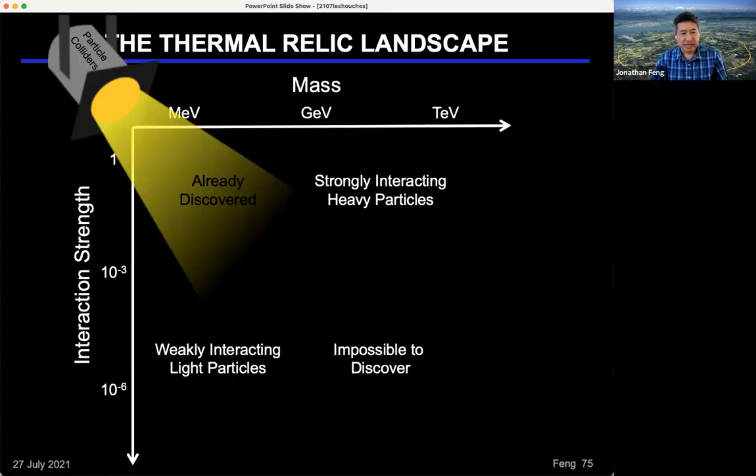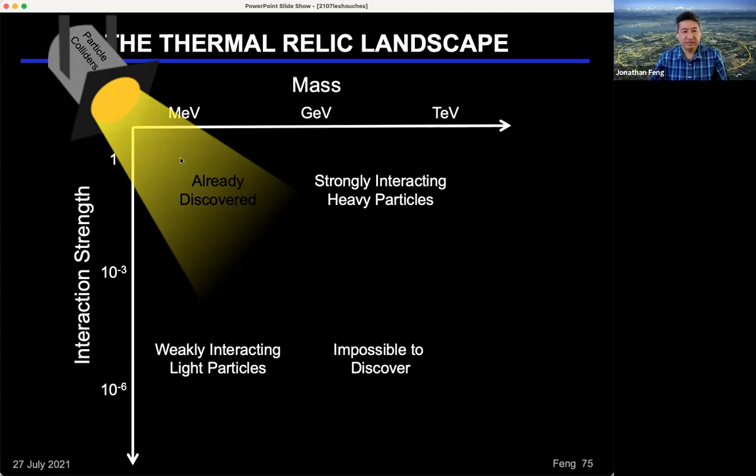So here, this is my last plot. This is what I'm saying here. If you talk about the thermal relic landscape, you have some mass of the dark matter, or the dark sector, some interaction strength, okay? From purely a particle physics point of view, particle colliders basically shine a light on this plane from up here. And so a particle like the electron, which is an MeV in mass and has an order 1 coupling, is very easy to find.